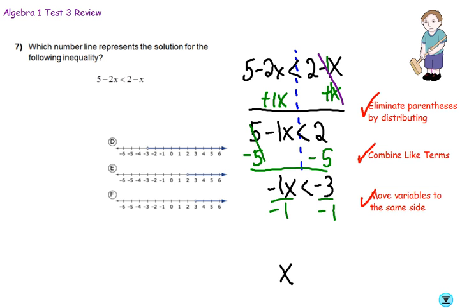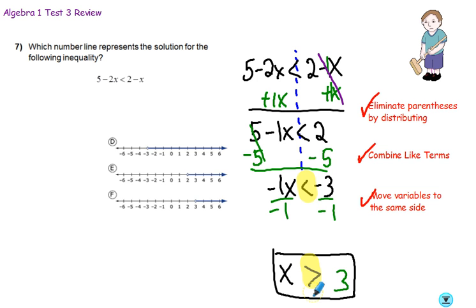And then there's this whole question: do we switch or not switch? Well, take a look. We divided by a negative, so that means we're going to have to switch. That means that less than would turn into a greater than. So we'd actually have x greater than 3. So this would switch from less than into a greater than.